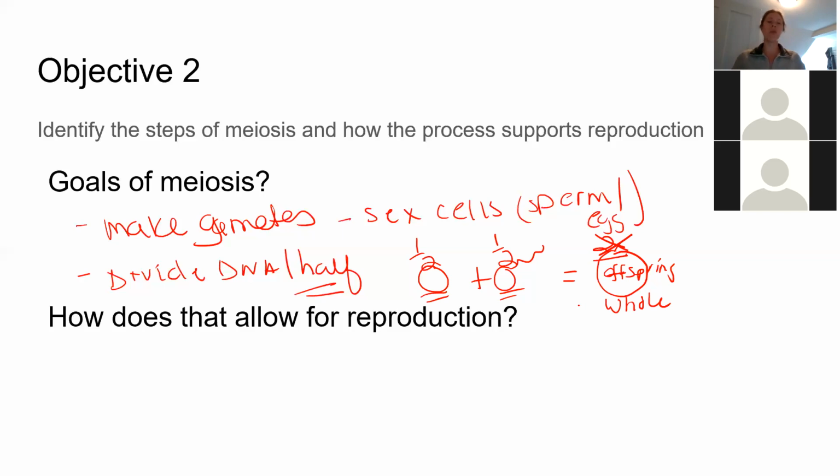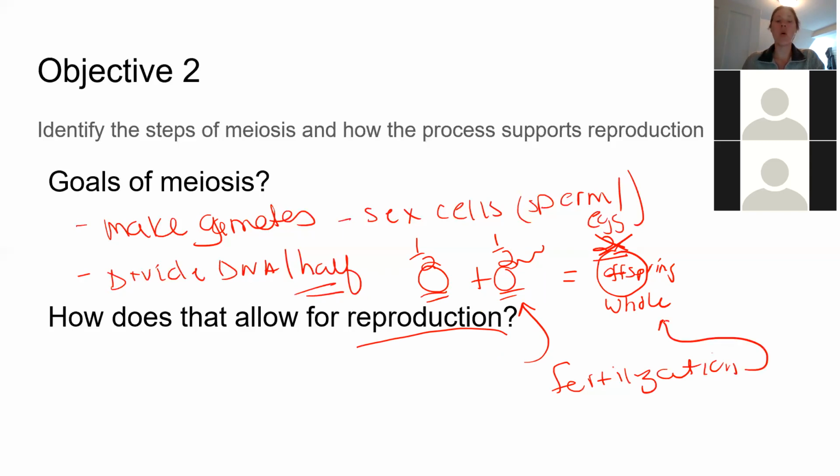So the goal of meiosis is to divide that DNA in half so that we can do sexual reproduction, bringing these 2 half cells together. So that is essentially how this process allows for reproduction to occur. It's going to make these half cells so that I can, in turn, do fertilization to make this new whole cell.